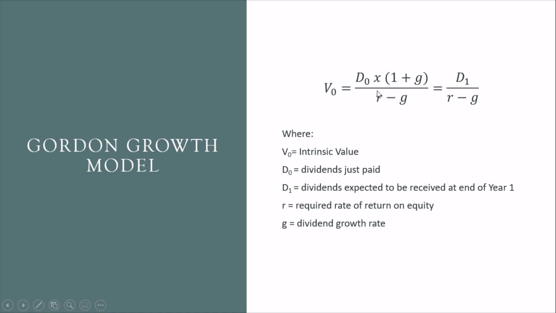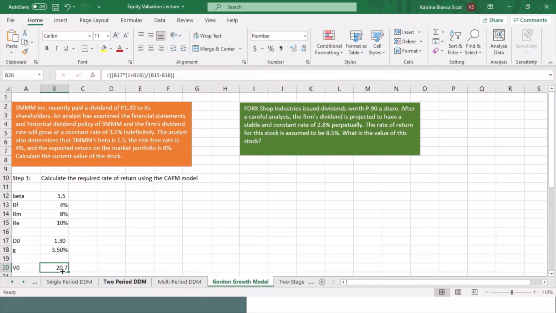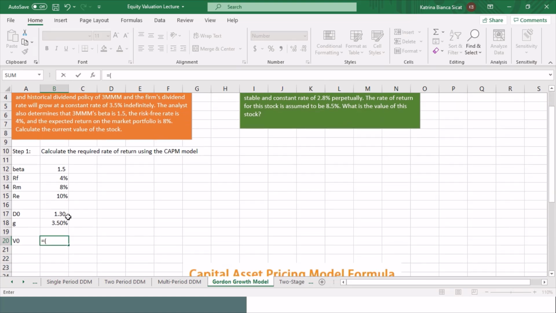It's multiply. Wala namang exponent, so ganun lang siya. 1 plus g. Okay, let me check again. Minsan kasi baka nakakatakot, baka yung mga mali-mali pala, no? Mali-mali yung nagagawa ng Excel dahil sa dami ng parentheses.